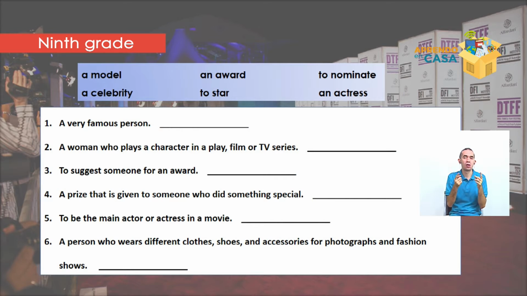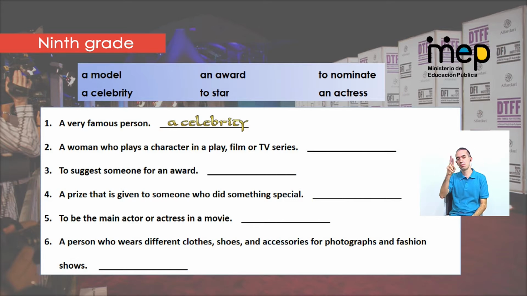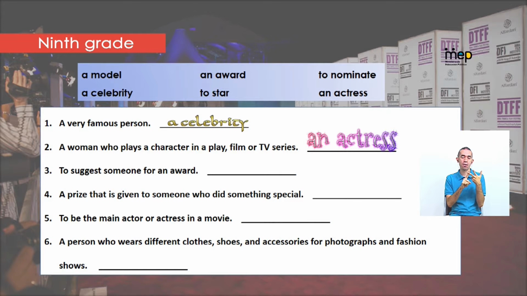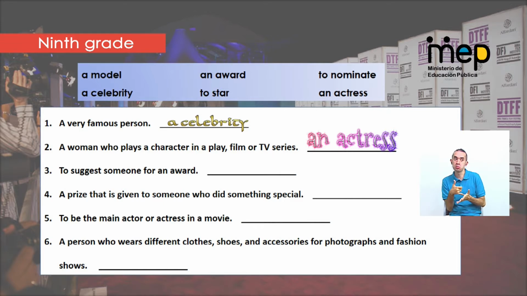A very famous person is actually who? A celebrity, yes. The second one, a woman who plays a character in a play, film, or TV series. Let me give you a hint. In this case, I was talking about Jennifer Lawrence, so she's one of those. Who is it? Let's see the answer. An actress. Very good. Number 3, to suggest someone for an award. What is it? When you say this person should win an award, that is, let's see the answer, to nominate.